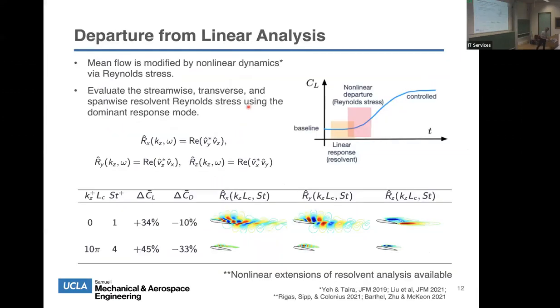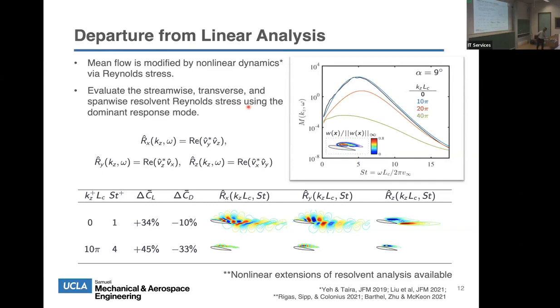Now, how should we go about that? This might look very intuitive in hindsight, but let me explain what we want to do. You have lift and you have time, and we're talking about linear response: harmonic input, harmonic output. But what we really want is a nonlinear departure from that behavior so that you change the mean. The way we assess that is to evaluate the Reynolds stress from these primary modes, the response side. You can compute those modes and then evaluate that.